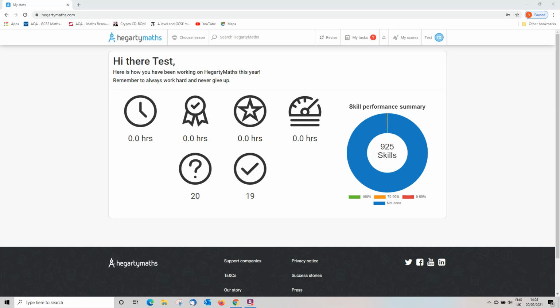We've had two students who've actually completed the whole of Hegarty Maths to date, and one member of staff. One of the students is the second youngest to ever complete it.